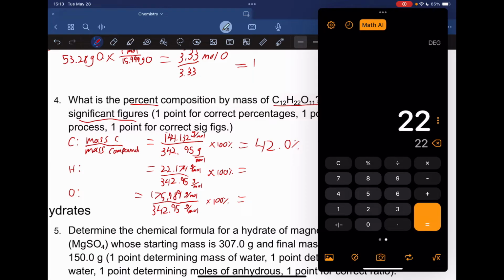Let's do the next one, 22.174 divided by 342.295 equals, move the decimal 2 spots over, 6.50%. Lastly, 175.989 divided by 342.295 equals, move the decimal 2 spots over, 51.3%.